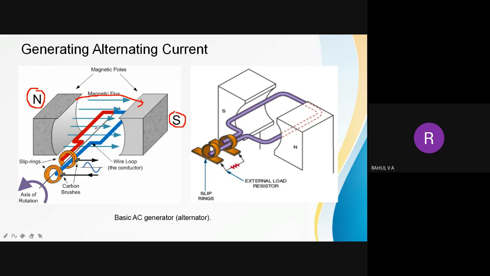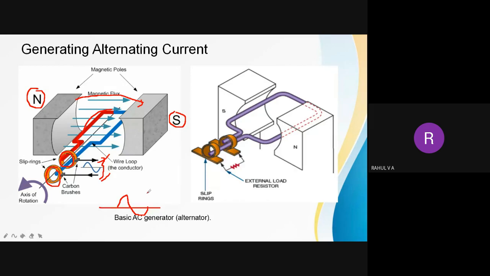You can see that one part of the conductor is marked in red color and another in blue color. That means both ends are of different polarity, and you can see that the red color is attached to this slip ring and the blue color is attached to the second slip ring. So we will be getting voltage across these two terminals. The output will be across these terminals, in the form of an alternating current.